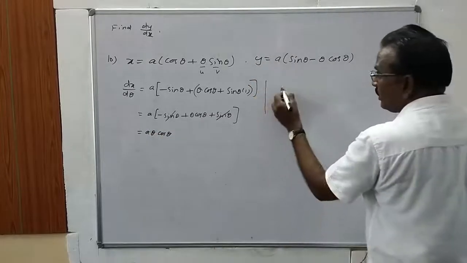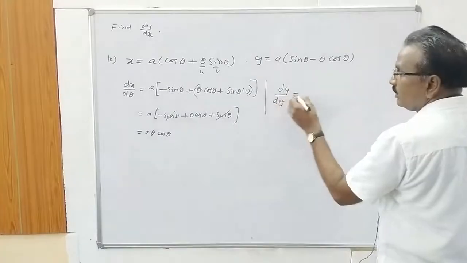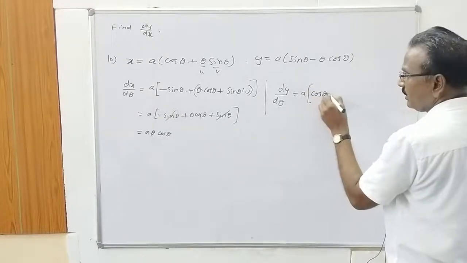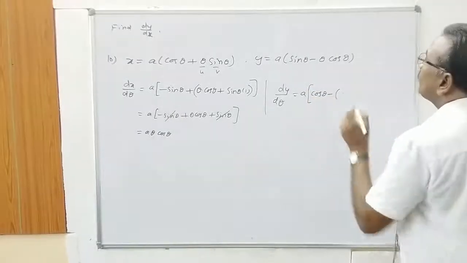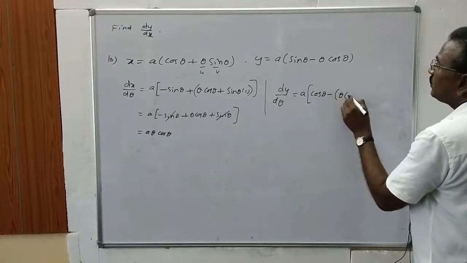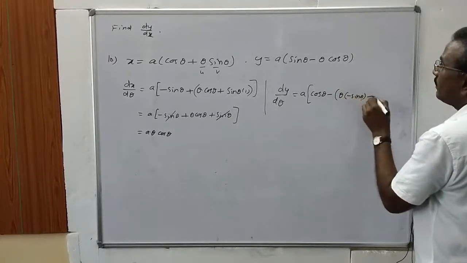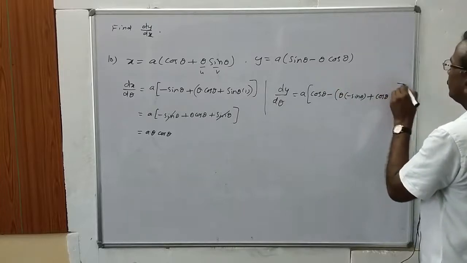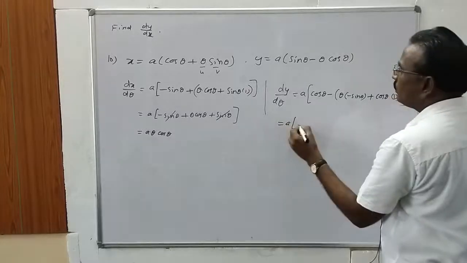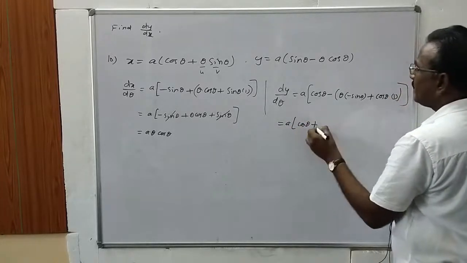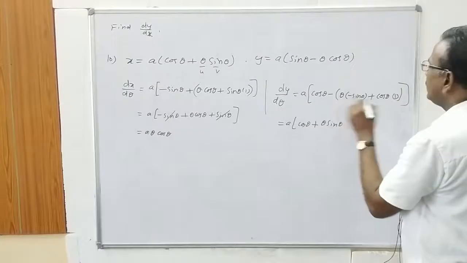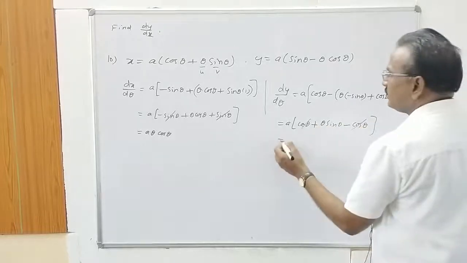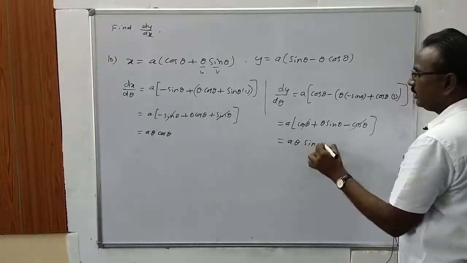Next, find dy by d theta value. dy by d theta is a into derivative of sin theta, which is cos theta, minus of the u into v formula: theta into derivative of cos theta, which is minus sin theta, plus cos theta into derivative of theta with respect to theta, which is 1. That is a into cos theta minus, into minus, plus theta sin theta, minus into plus minus cos theta into 1 is cos theta. Minus cos theta plus cos theta cancel, giving a theta sin theta.